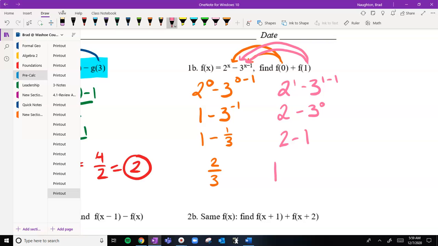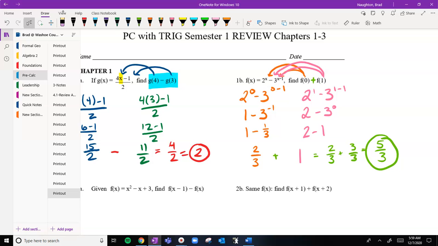Alrighty. So again, the operation between the 2 is adding. So we're going to add them together. So we're going to make 2/3 plus 3/3. We'll do a common denominator here for this 1. And we're going to get our answer of 5/3, and that is number 1B, I should say. Alrighty. So for the first 2, you're just going to plug them on in and then do the operation.